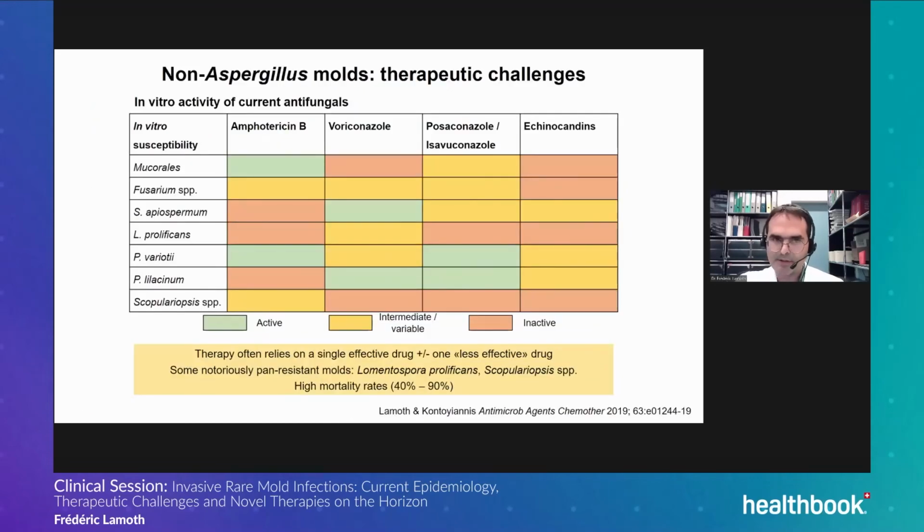So we close this presentation with the therapeutic challenges. As you know, therapies are very limited for these rare molds, and in many cases, they are at least intrinsically resistant to many antifungal agents, and there are very few agents that are active in vitro. Usually just one single drug, or sometimes one active and one possibly as an alternative but less active.